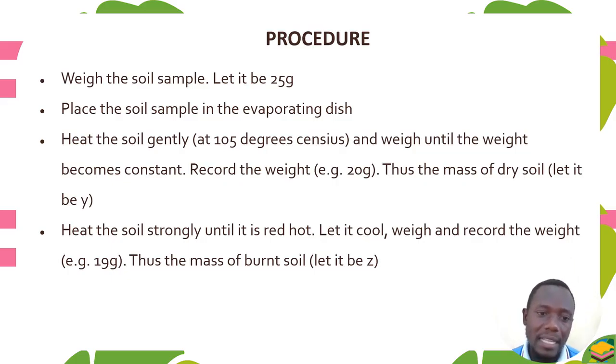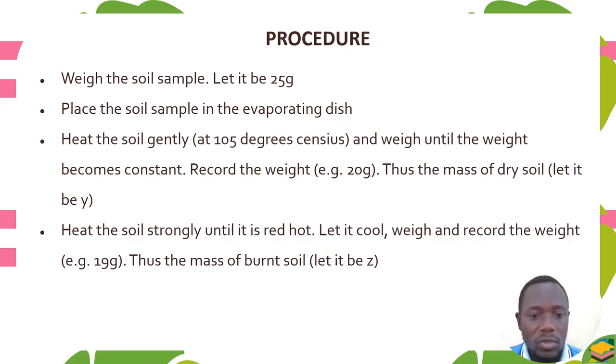Then you have to place the soil sample in the evaporating dish. After placing it, you need to heat the soil gently at 105 degrees Celsius and weigh until the weight becomes constant. Record the weight, for example, 20 grams. That's the mass of the dry soil.